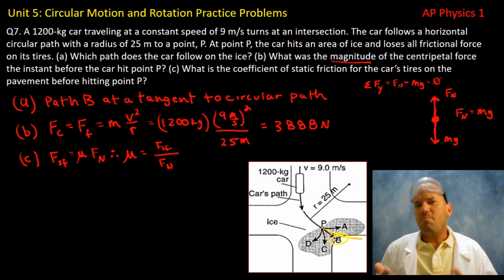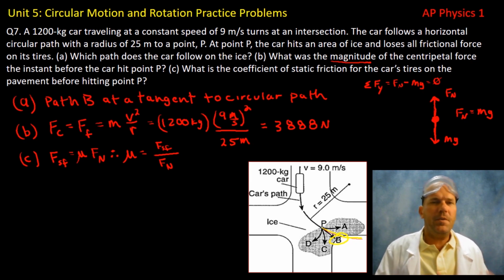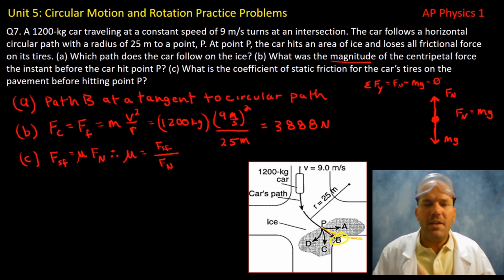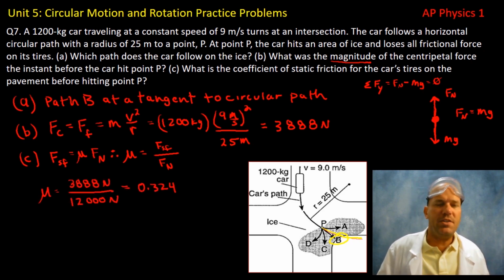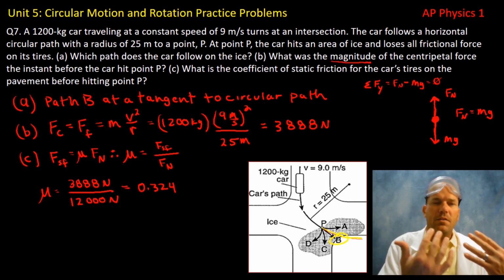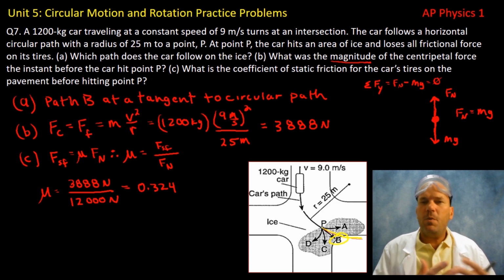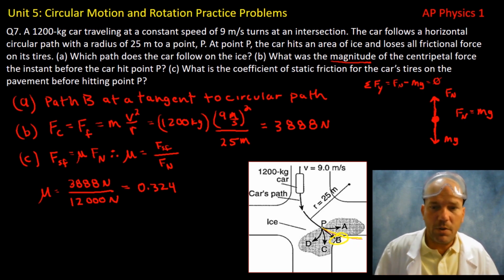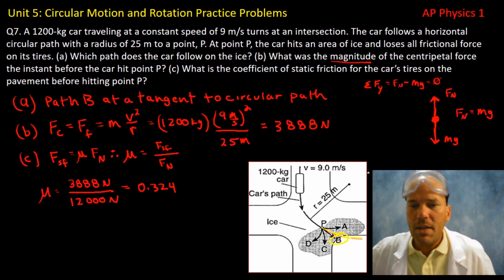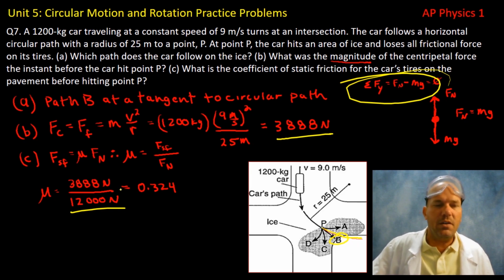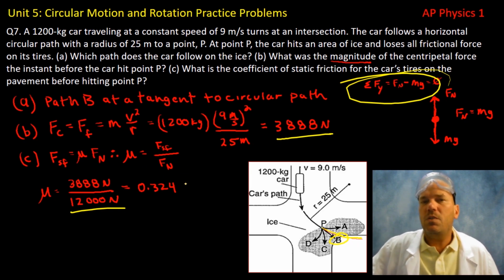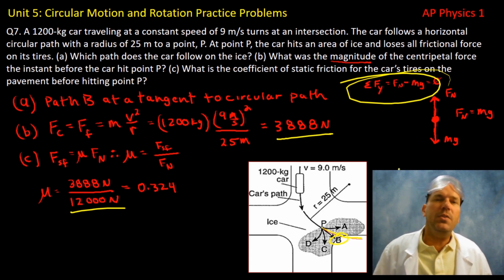and recall that mu is equal to the force of friction, in this case static friction, divided by force normal. That means through our vertical summation, we can take our recently calculated force of static friction, because that was the centripetal force that we found in part B. And we know from our vertical summation that the force normal is equal in magnitude to mass multiplied by the acceleration due to gravity.